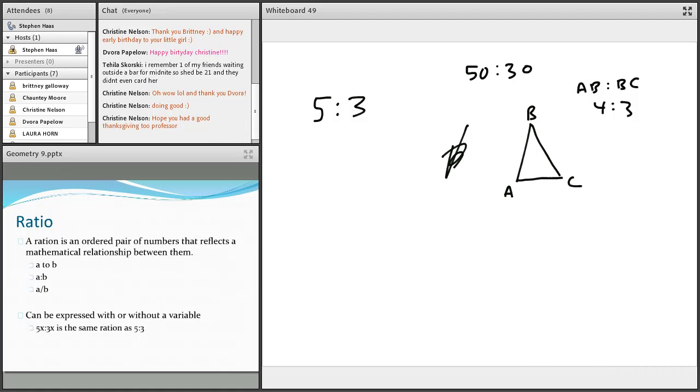So the way we can express this with a variable is to say AB is 4x and BC is 3x. In other words, whatever x is, it's consistent between AB and BC. So for example, if AB is 12 and BC is 9, then x would be 3. If AB is 400 and BC is 300, then x would be 100. Either way, you can express a ratio with a variable.